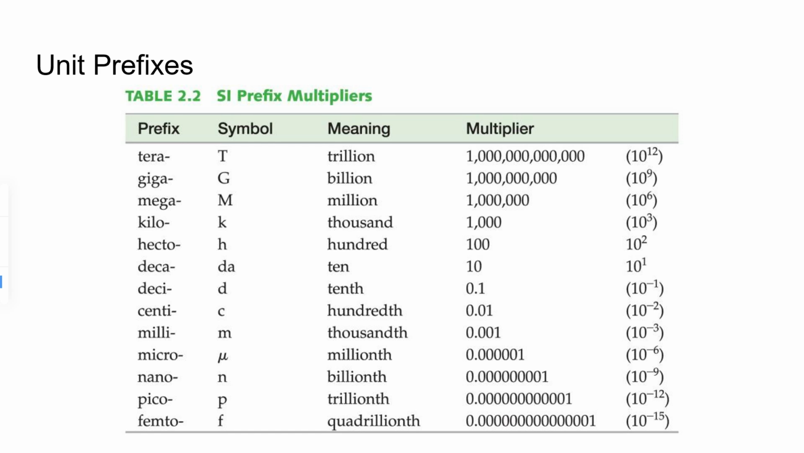With the length, volume, and mass units, there are prefixes and multipliers that apply. So if we have 1 milliliter, we're talking about 1,000th of a liter. If we have 1 kilogram, we're talking about 1,000 grams. So this chart will be useful, and you can refer back to it.